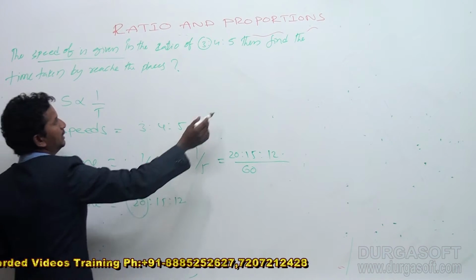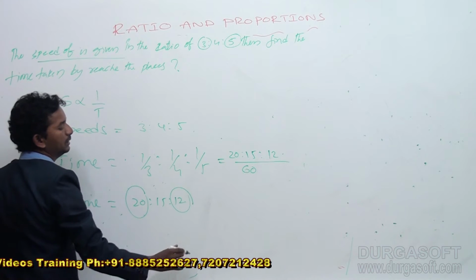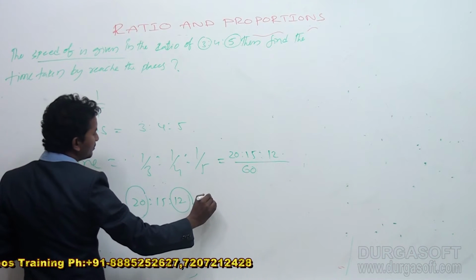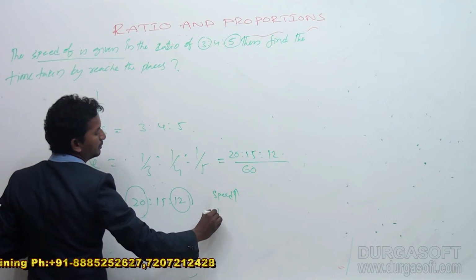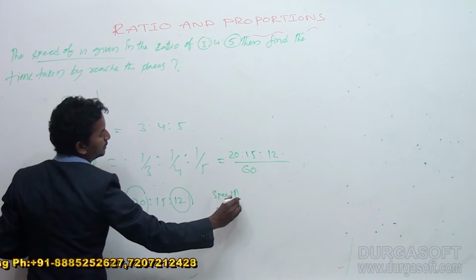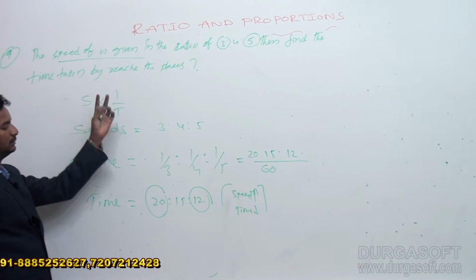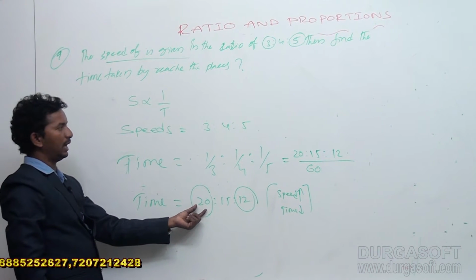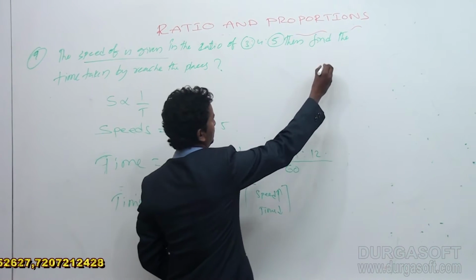The speed is 3, the time taken here is 20. When the speed increases, the time taken decreases. So this concept is: when the speeds are given and the time is asked, speed and time are always inversely proportional. Now see the next question.